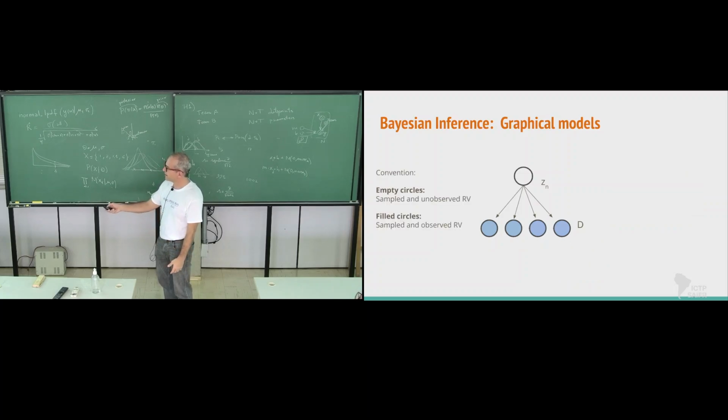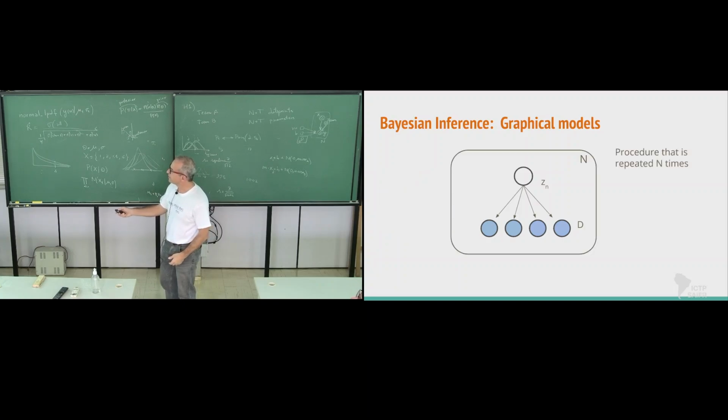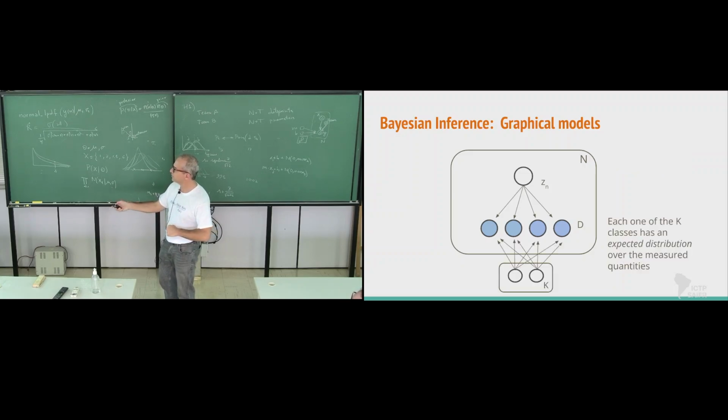So, empty circles are random variables which are sampled and not observed. This is your model of what's going on, right? And filled circles are sampled and you observe. If you repeat this n times, because you have n events, you draw a plate around, and the distribution of these things depends on some other parameters. If it is signal, maybe it is normal. If it is background, it's exponential. So you have some K classes, like signal and the backgrounds, that have different distributions of the things you measure. Questions here?